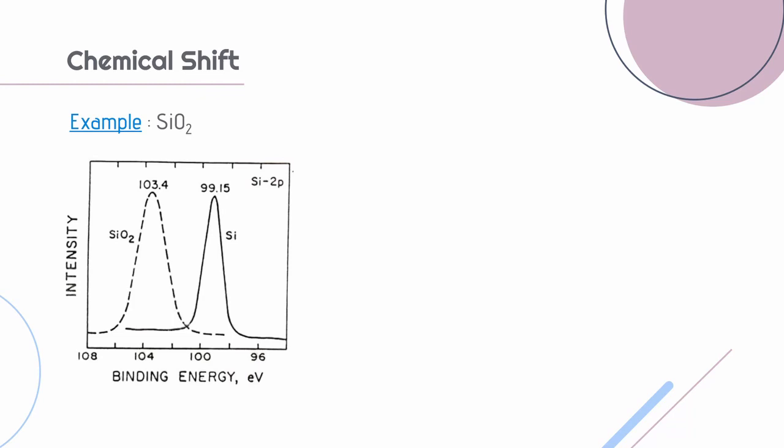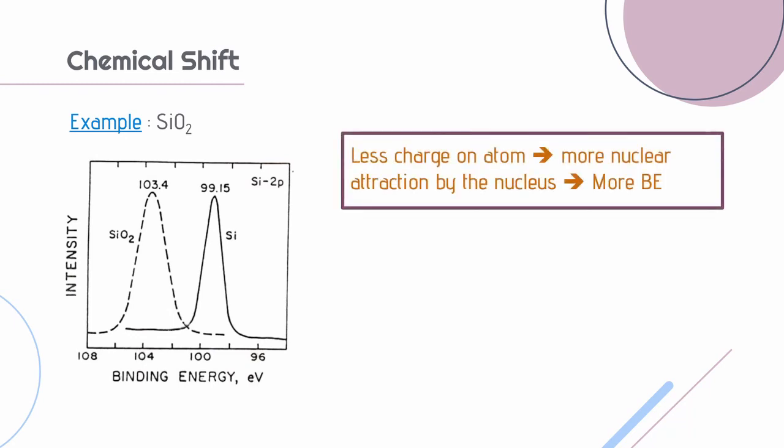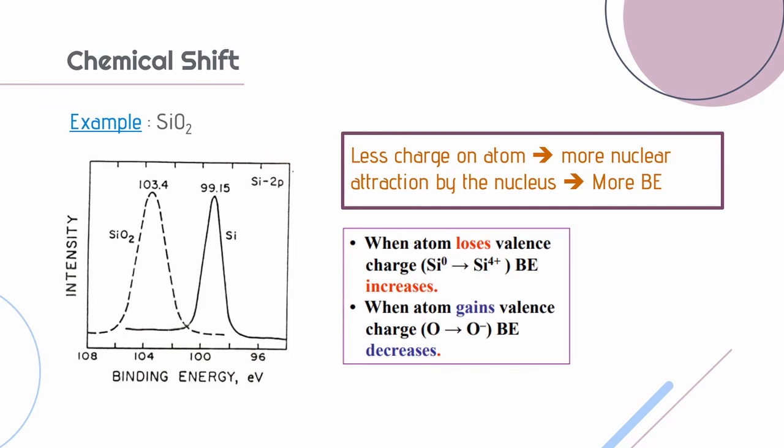Let's take an example. Silicon in this compound SiO2 has an oxidation state of +4, and we see that the spectrum is shifted to the left. This is because the higher oxidation state on silicon means there is less electron density near silicon, so there will be greater pull by the nucleus. So it will be harder to remove an electron, and hence the electrons will have more binding energy. Conversely, for example, going from O to O minus, the oxygen atom gains an electron, and by a similar argument, the binding energy of oxygen decreases.